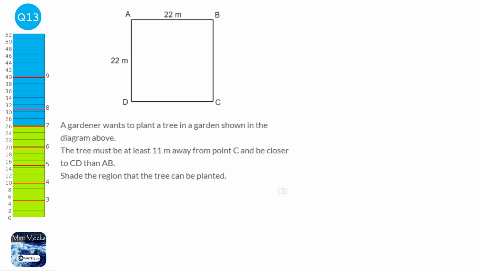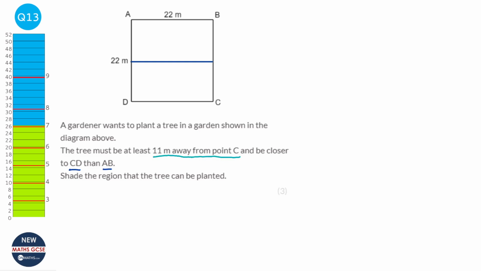The first thing to notice is that the tree must be closer to CD than AB. So if we draw a line across the middle, it can't be in the top bit because that would be closer to line AB. The second piece of information that is given to us is it must be at least 11 meters away from point C.